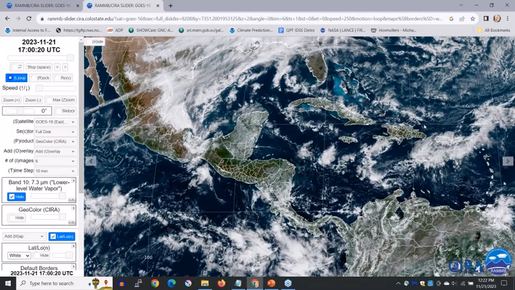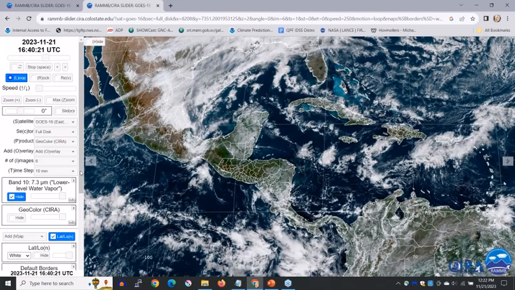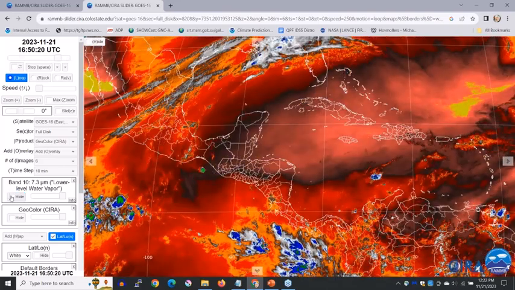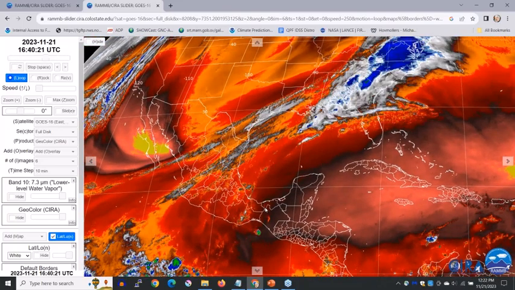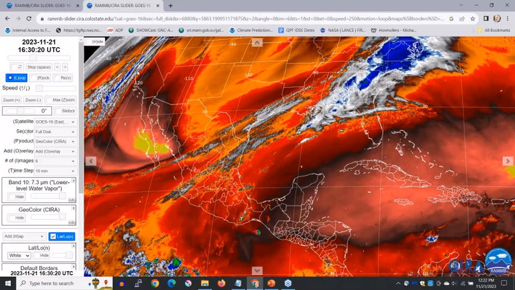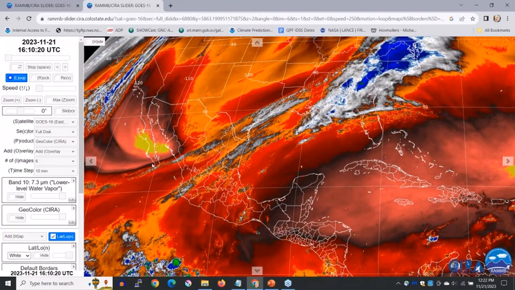With respect to the Northern Hemisphere, we can see there is a very large upper trough across the western U.S. that is deepening into western Mexico.